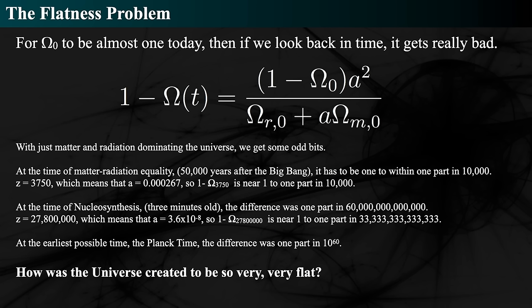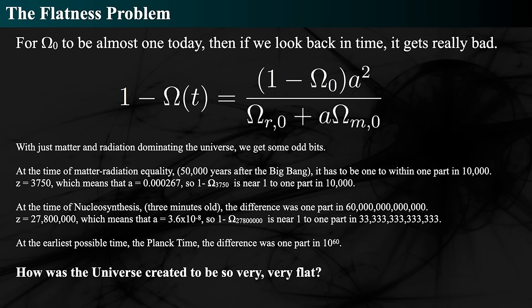So for today, we take that last equation and say, for it to be 1 today, as we look back in time, A gets smaller and smaller, closer and closer to 0. It's always between 0 and 1, so it's always some tiny fraction of that. So it gets bad. And by how bad, we mean bad.